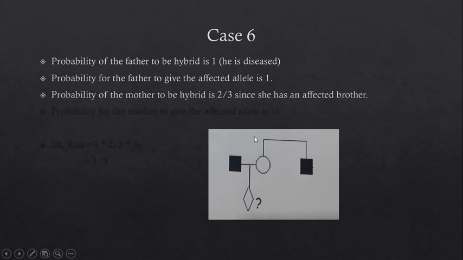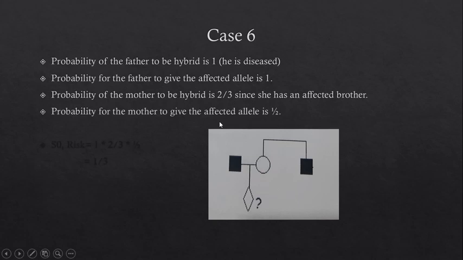Probability of the mother to be hybrid, since she already has an affected brother, then we are going to put her probability to be hybrid 2 over 3 and 1 over 2 probability to give the affected allele. In this case, we are going to multiply the 1 coming from the father with the 2 over 3 times the 1 over 2 coming from the mother, which will give us a very high risk of 1 over 3 for this couple to have an affected child.